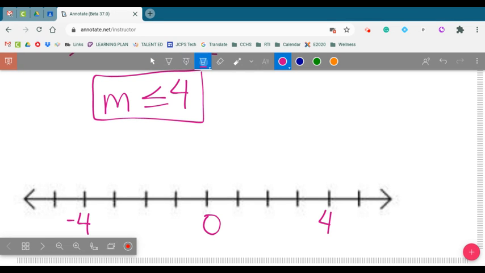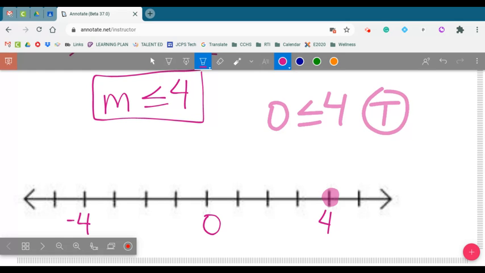So I have 0, 4, negative 4. This is going to be a closed circle. So is 0 less than or equal to 4? Yes. So that means we're going to shade everything where 0 is on that side.